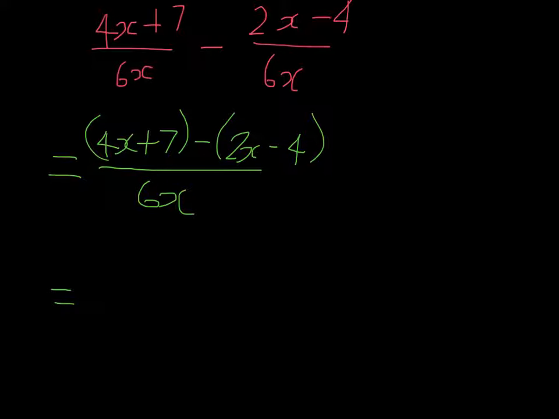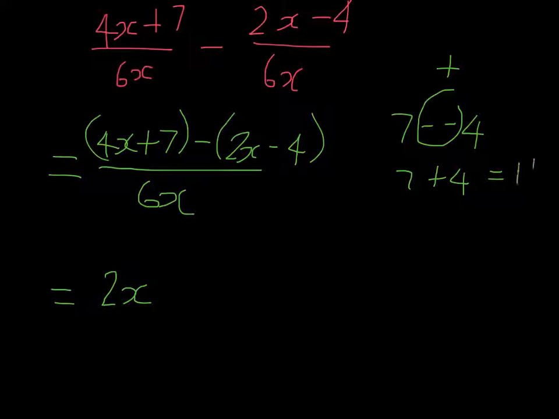In this case, let's look. 4x take away 2x is going to leave us with 2x. This next one we need to be careful with the positive and the negative. 7 take away negative 4. So in this case, 7 take away negative 4. 2 negatives is equal to a positive. So it's 7 plus 4, which is equal to 11, or positive 11. So positive 11 is our answer, all over 6x.